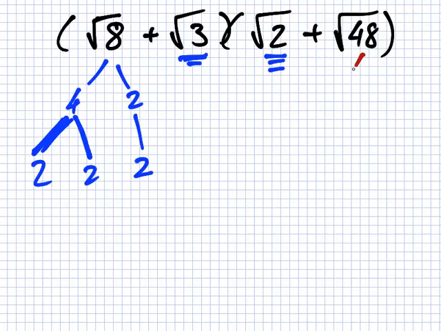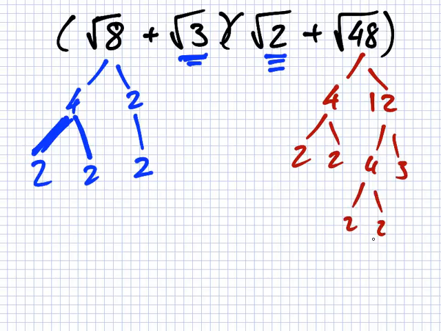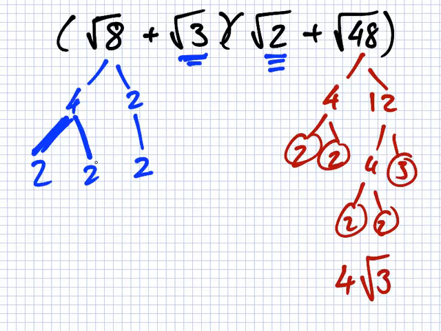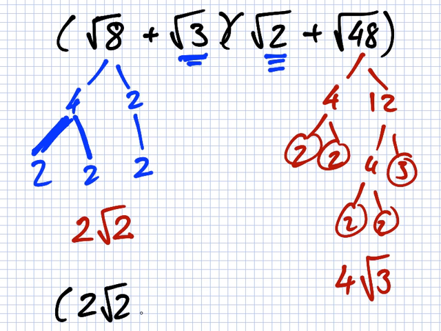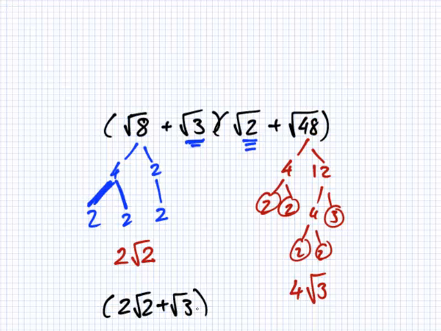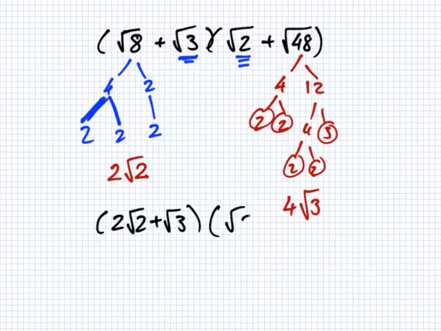And then this one here, that's 4 and 12. 2 and 2, 4 and 3, 2 and 2. So 2 squared, 2 squared. So I'll just save time. I can see that this will become 4 root 3. And this one will become 2 root 2 when you do it. So I can at least simplify it a little bit by changing it into 2 root 2 plus root 3 times root 2 plus 4 root 3.